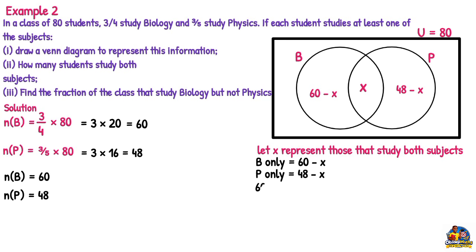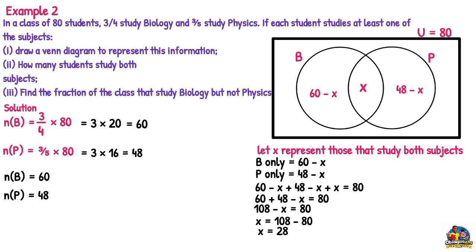So we have 60 minus x plus 48 minus x plus x equals to 80. Minus x plus x is 0. So that one is gone. So 60 plus 48 minus x equals to 80. Add them together. 108 plus minus x equals to 80. Collect like terms. So x is equals to 108 minus 80. And that will give us what? 28. So that is number of those that study both subjects.